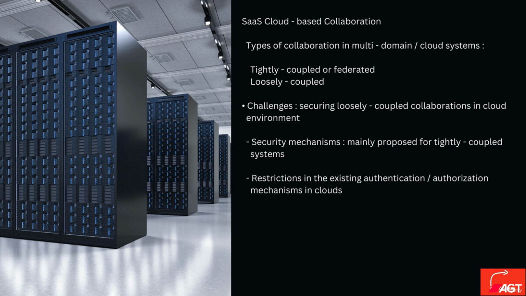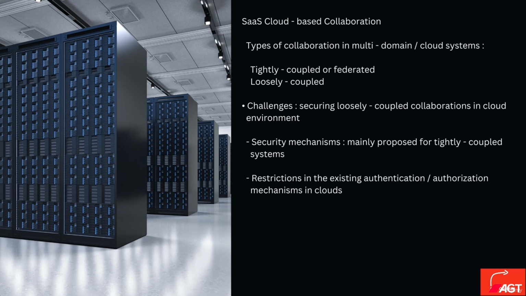The second argument talks about how difficult it is to protect loosely connected collaborations in cloud systems. While known security measures exist for systems that are tightly connected, it's possible that these measures are insufficient to protect loosely coupled partnerships. This is because more independent and autonomous domains are involved in loosely coupled partnerships, which can make it challenging to develop and implement uniform security principles among all participants.